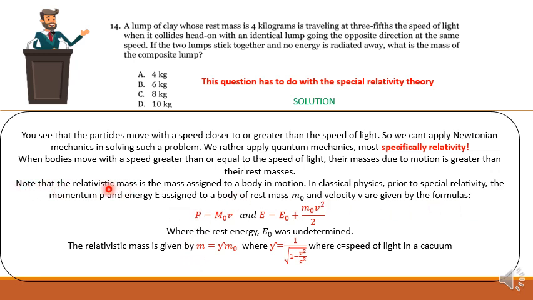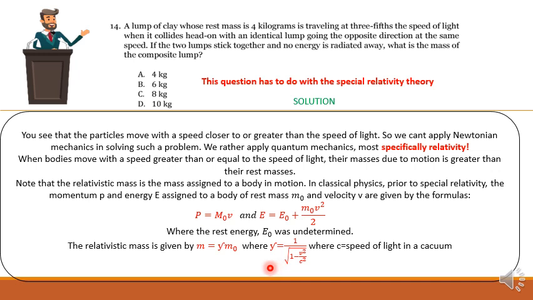Now, note that the relativistic mass is the mass assigned to a body in motion. In classical physics, prior to special relativity, the momentum P and energy E assigned to a body of rest mass m0 and velocity v are given by the formulas. Now, this is the formula to have the momentum of a body that is moving at a high speed, in fact greater than or equal to the speed of light. And then this is the formula to find the relativistic energy, when the rest energy E0 was undetermined.